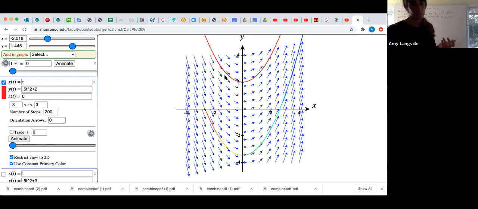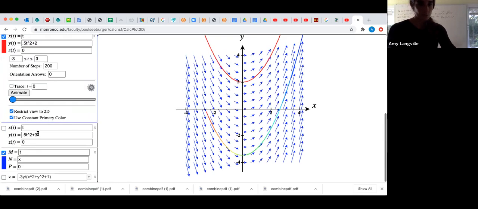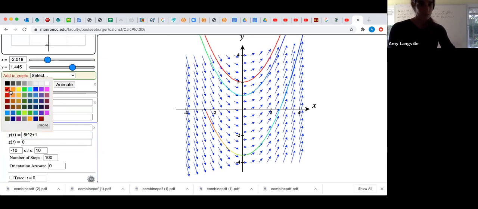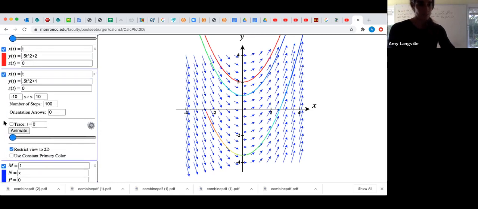Again, a parabola. Let's add another one in there. Let's maybe do when the constant is 1. Let's click to add a color as well. Let's make that red, make it also a primary color. Okay, so those are our 2 plane curves, which we're saying, are those actually exact flow lines?